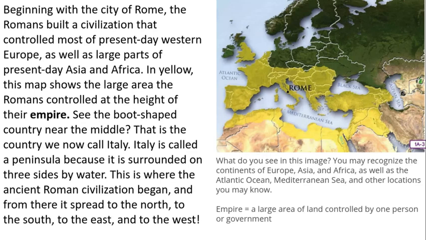Italy is called a peninsula because it is surrounded on three sides by water. This is where the ancient Roman civilization began, and from there it spread to the north, to the south, to the east, and to the west. It took many years to build this vast empire. That is why the saying, Rome wasn't built in a day, has come to refer to the creating of something that is large or complicated and that takes much time and dedication.